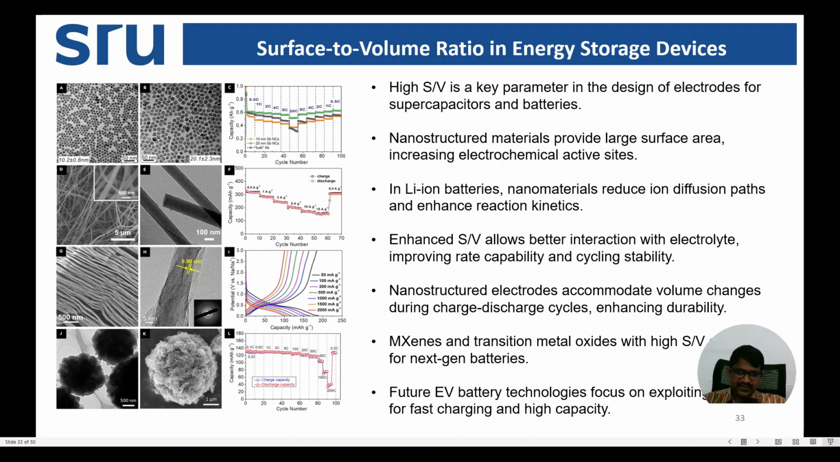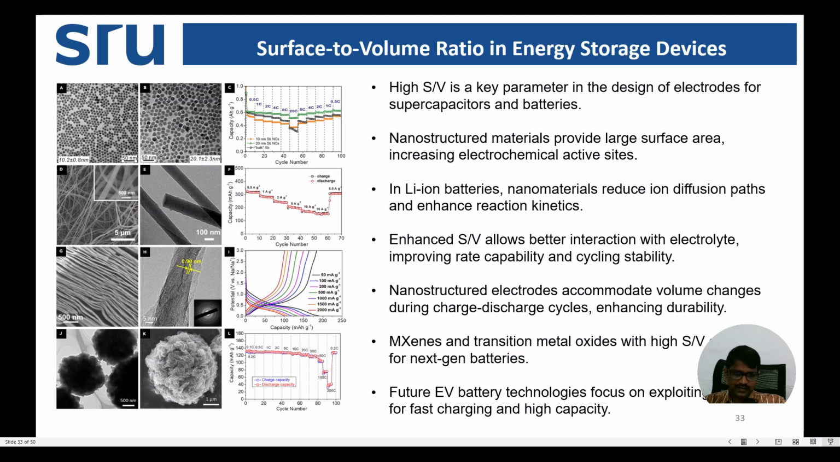So this enhanced surface to volume ratio allows better interaction with the electrolyte, and it improves the rate capability and cycling stability. So the cycling stability will increase with the higher surface to volume ratio.